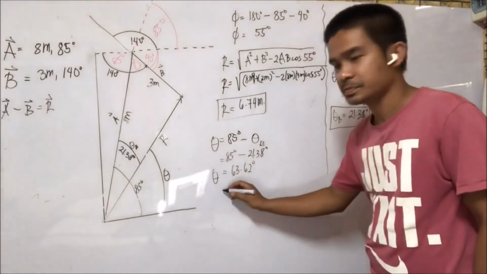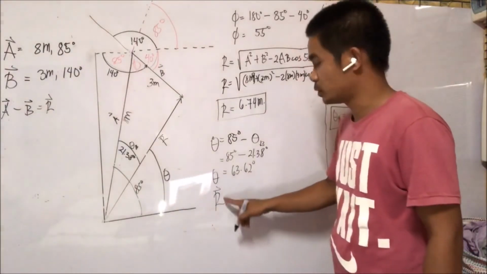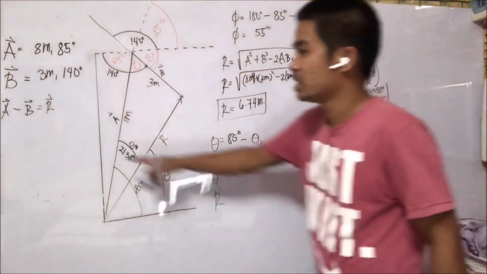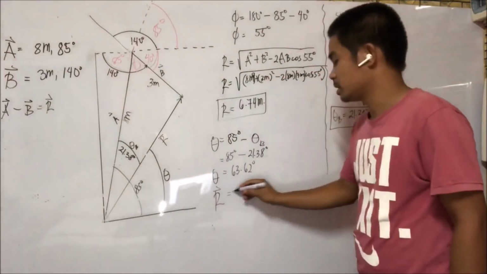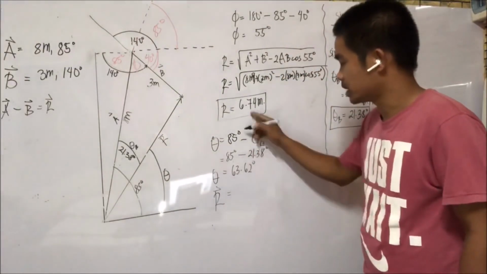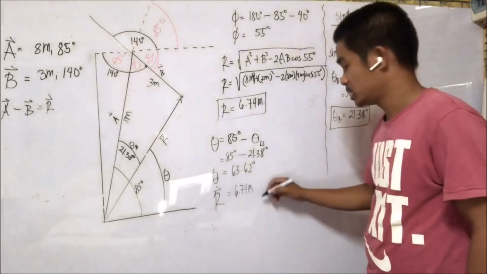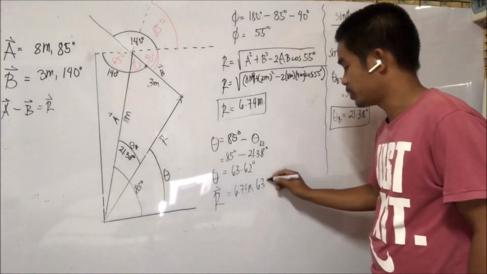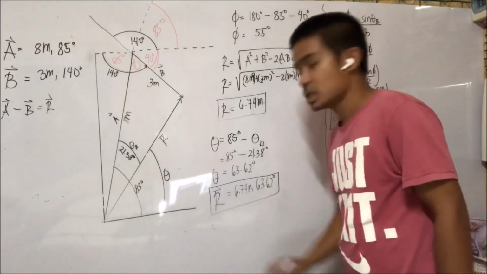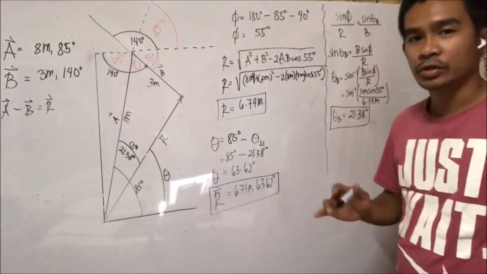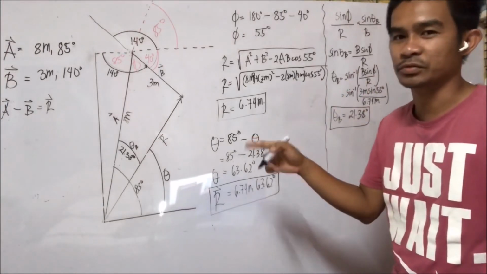So we have vector R, which is this one, used to represent vector A minus vector B. So R here equals its magnitude 6.74 meters, comma, theta 63.62 degrees. So you can double check the answer using component method. So that is example number 2.